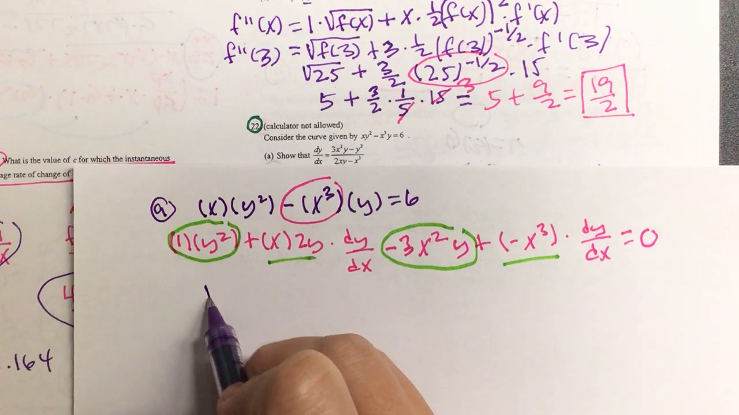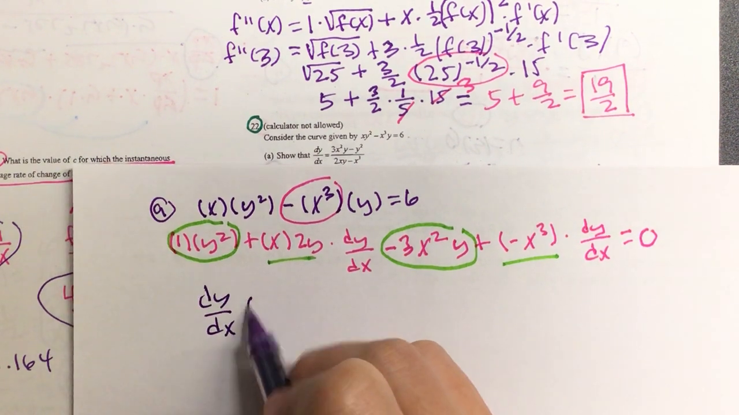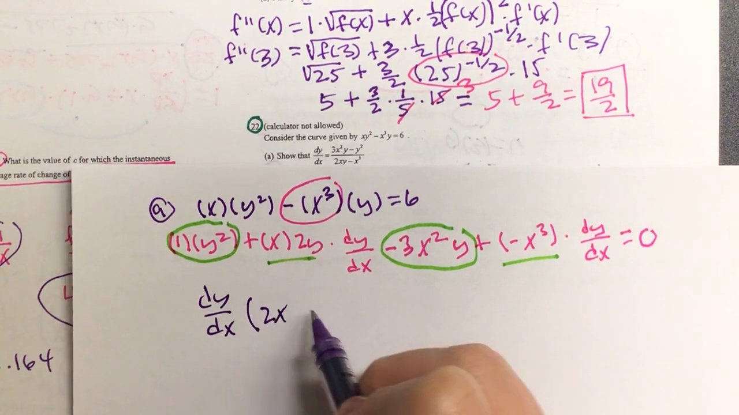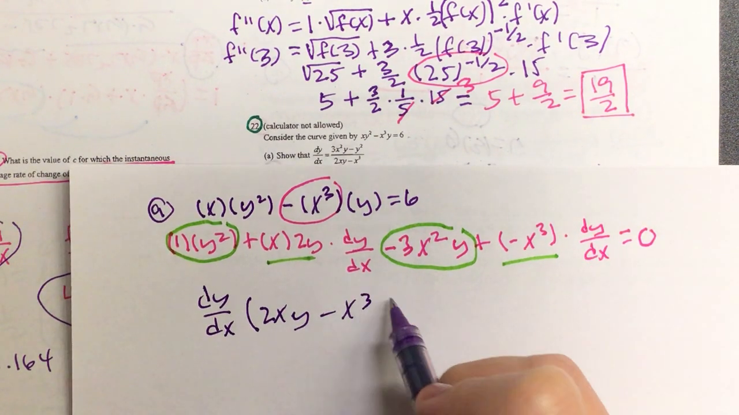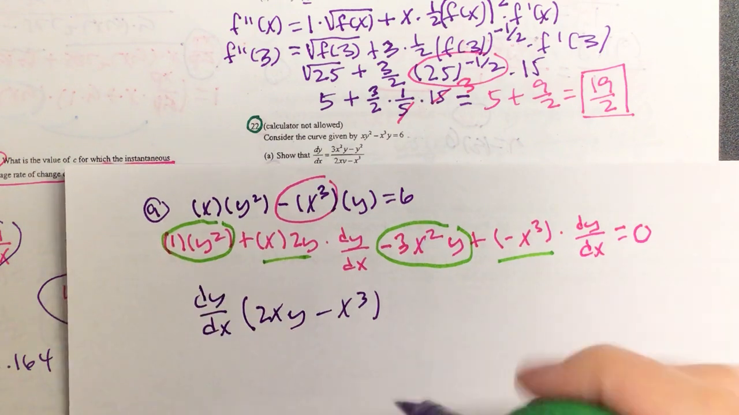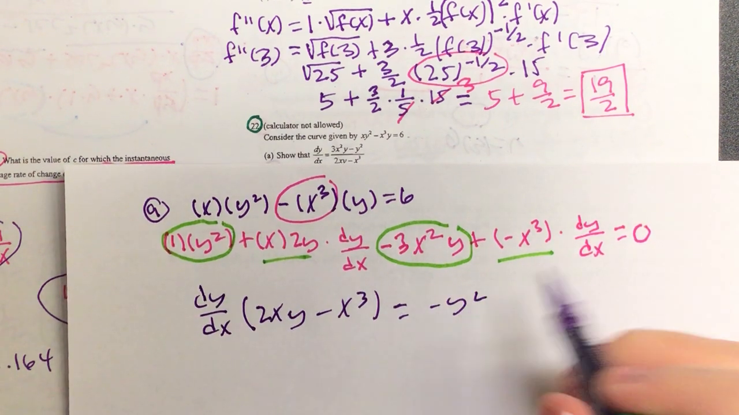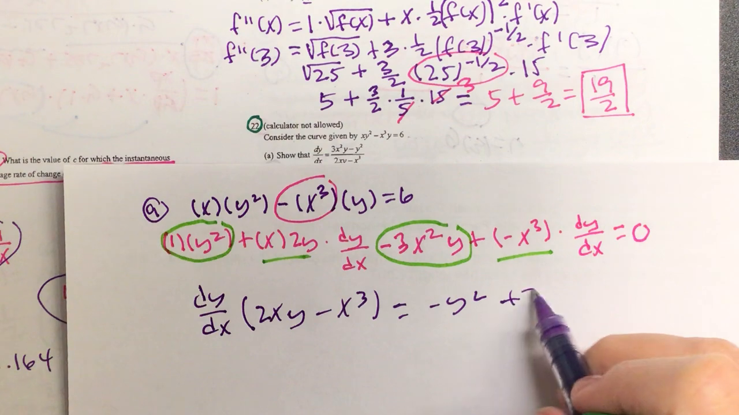So I have dy over dx in parentheses. I have 2xy, and for that one, we have minus x cubed. We're going to move this one over by subtracting, minus y squared. Move that one over by adding, plus 3x squared y.